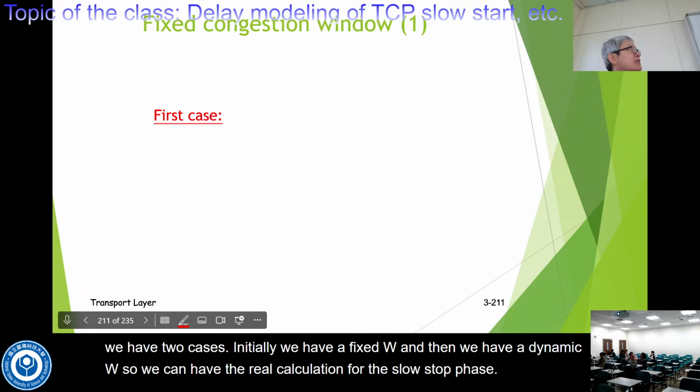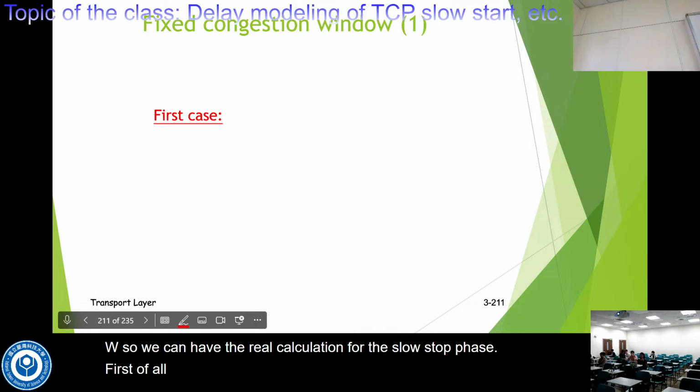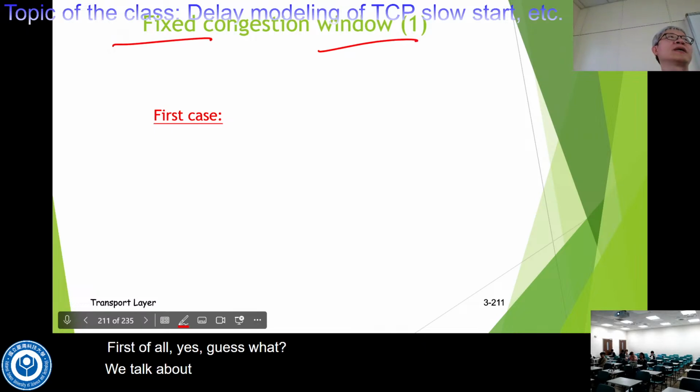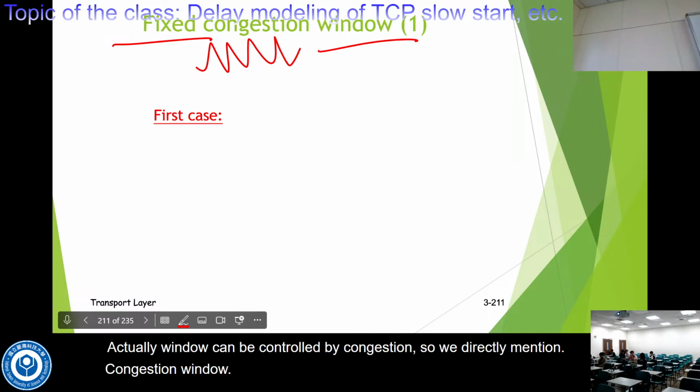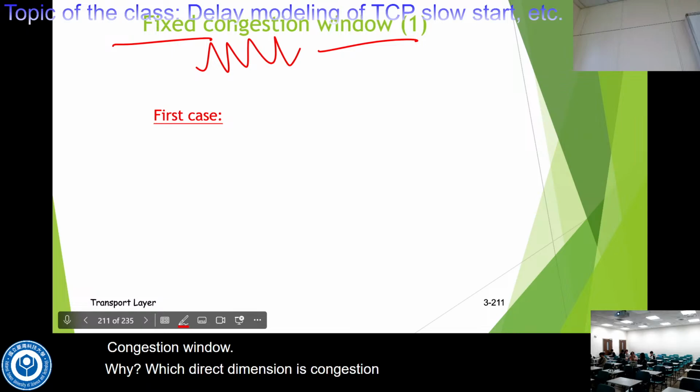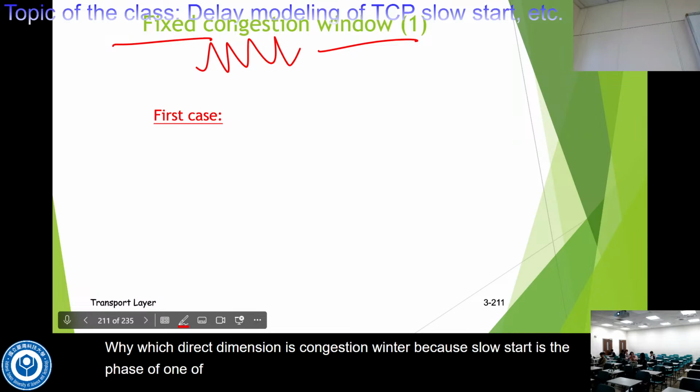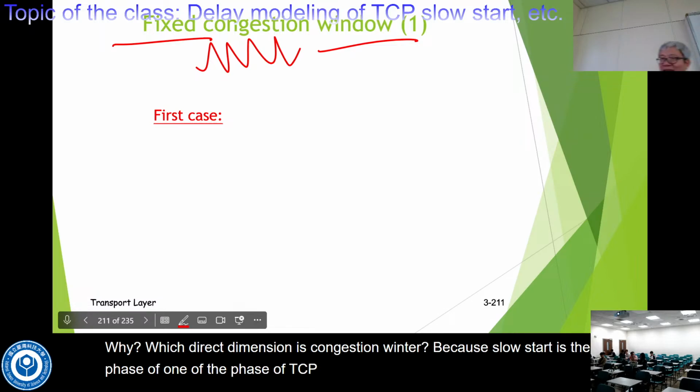First of all, yes, case 1. We talk about the fixed window. And actually, window can be controlled by congestion, so we directly mention congestion window. Why do we directly mention the congestion window? Because slow start is one of the phases of TCP congestion. So of course, it is the congestion window.